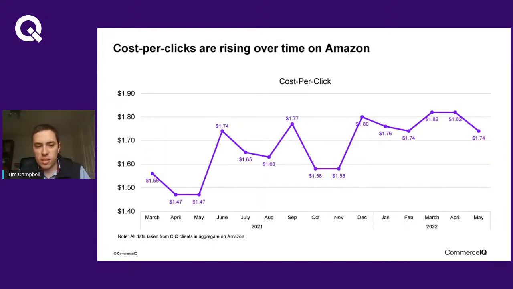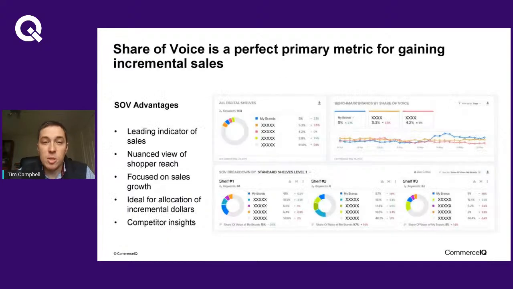And you can see here cost per click inflation, as I mentioned, is on average, and this is on Amazon, on the rise over the past 15 months, reaching a recent all-time high of about $1.82, and that's on average across all categories. Of course, there's a lot of variation between categories.